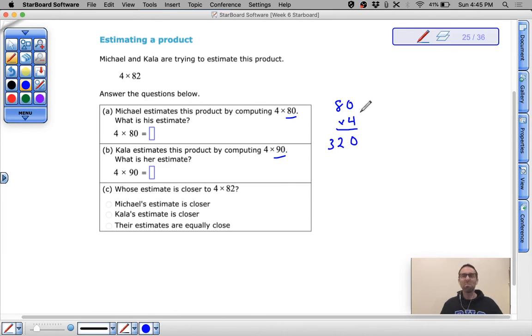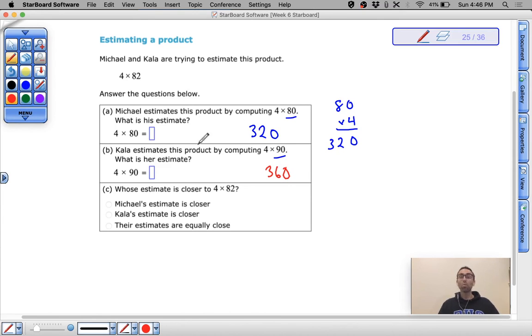It's a little bit easier than having to do 0 times 4 is 0. It's going to work out that way every time, no matter what we have here. So I have 320 up on the top. And then we're going to look at what Kayla did. She rounded up to 90. And if I have 4 times 9, I'm going to do that little shortcut here. 4 times 9 is 36. And I'll put that 0 back on the end, and I'm going to get 360. So Michael's estimating 320. Kayla's estimating 360.